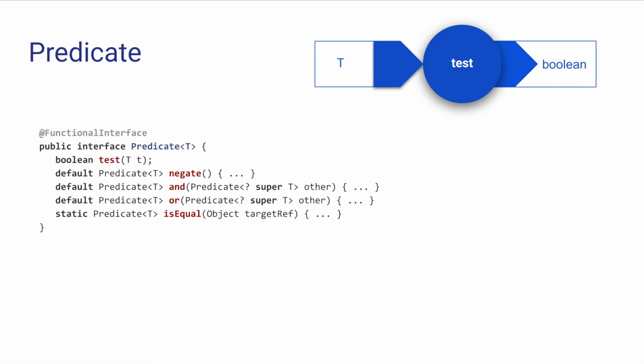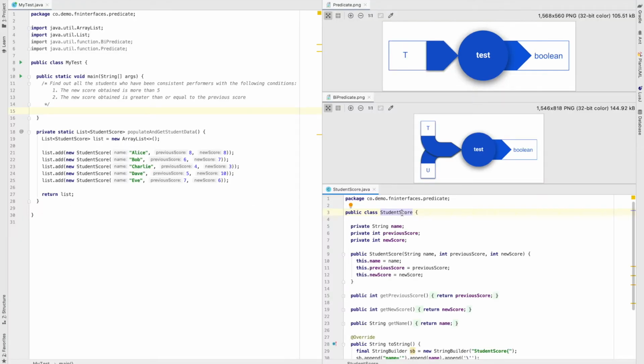Let's now look at a demo. Let's understand our setup first. So I have the class StudentScore, which contains a student's name, his or her previous score, and new score obtained. I have created a static utility here which populates a dummy list of students with their score data.